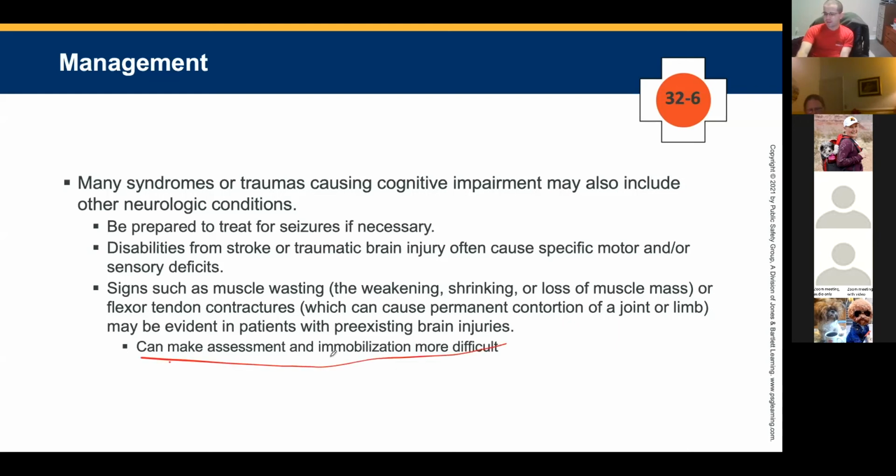In what ways can a contracted patient make your assessment much more difficult? In what ways can somebody with contractions, somebody who's kind of contracted like so, make your exam difficult?